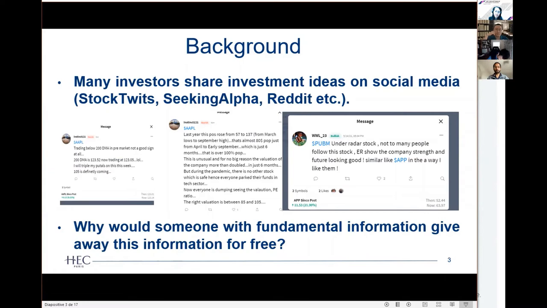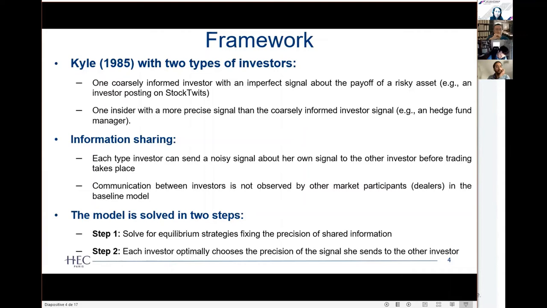And I think a key question that was not discussed yesterday by David or Lasser, which is a very important one, is why would someone with fundamental information share this information in the first place for free? That's something that we are not used to in the type of model that Liyan has been using, for instance, like the Kyle model. So that's essentially the question of the paper, and I think it's a very good question. We'd like to understand why people share information in the first place. So what is the framework which is used in the paper?